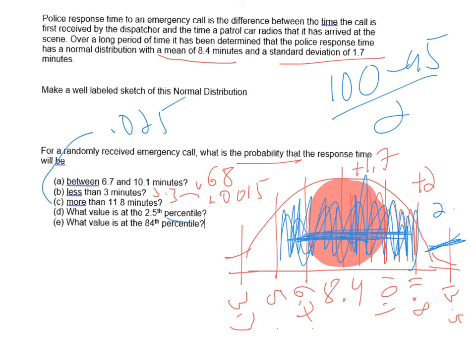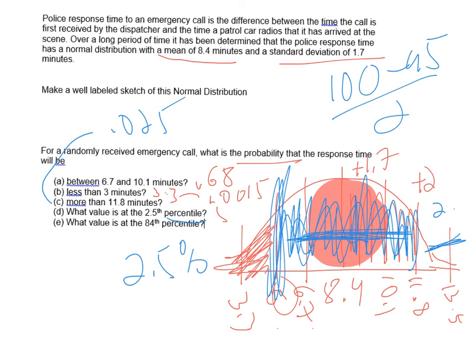Then, earlier, I was talking about percentiles, and a percentile is the percent of people that scored less than you. Since I'm talking about the 2.5th percentile, I'm looking for a number that has 2.5% less than that. And I know that at 2 standard deviations away from the mean, that cuts off the bottom 2.5%. So that answer will be 5.